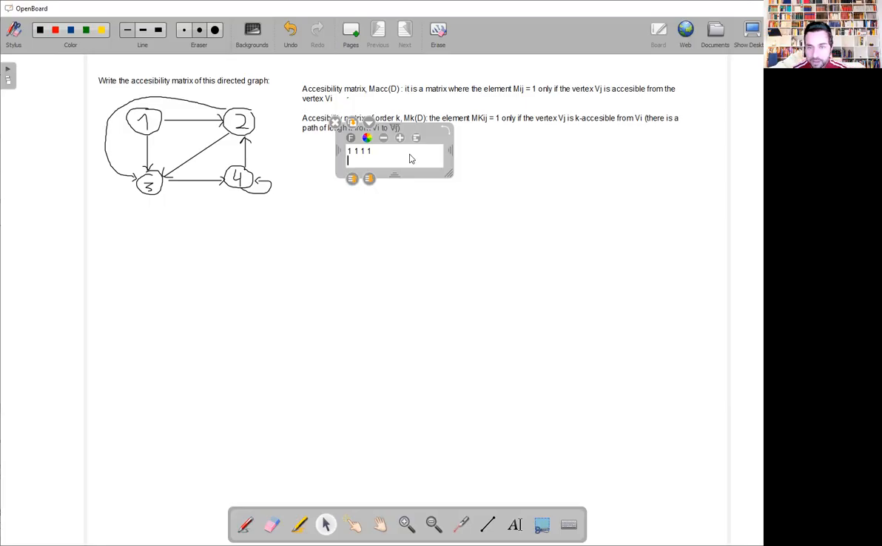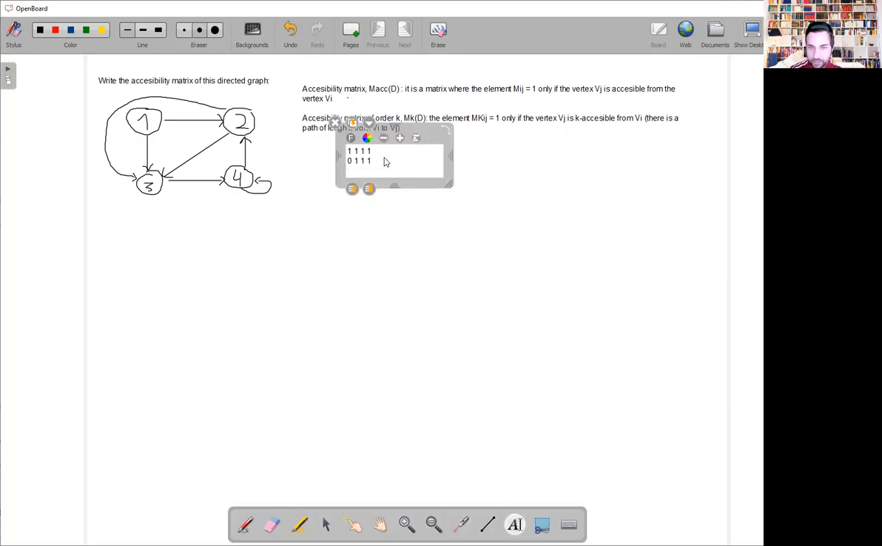For the second vertex, 1 is not accessible from 2, right? There is no way of going from 2 to 1. So we put a 0. As you can see, 1 does not have any input link. It only has 2 output links. So it won't be accessible from any vertex. The vertex 2 is accessible from itself. 3 is accessible from 2, and 4 is also accessible from 2, right? We can go from 2 to 3 and then from 3 to 4.